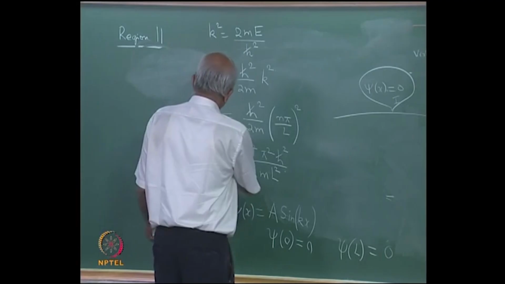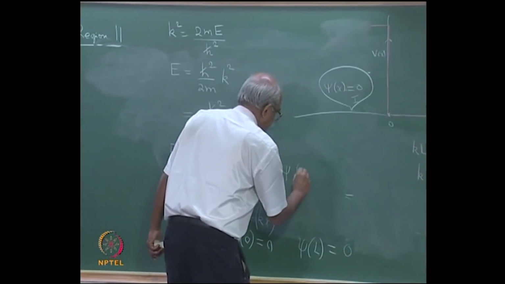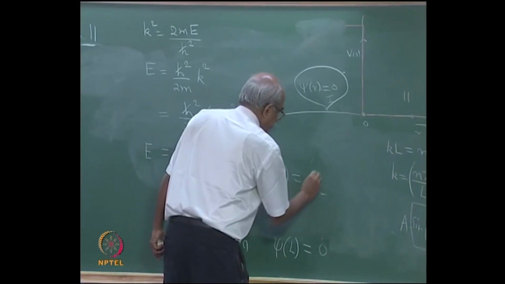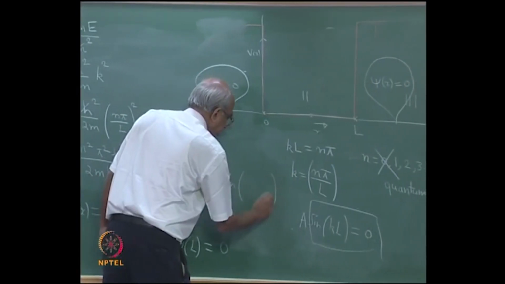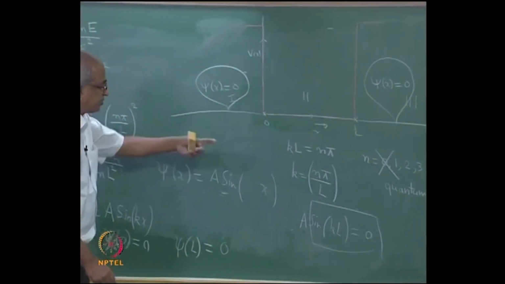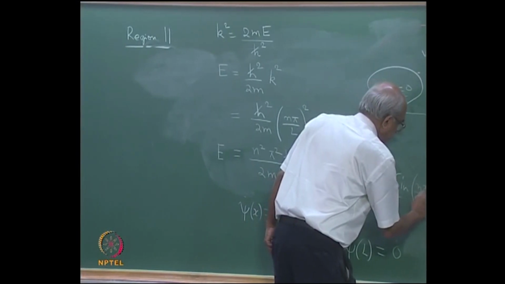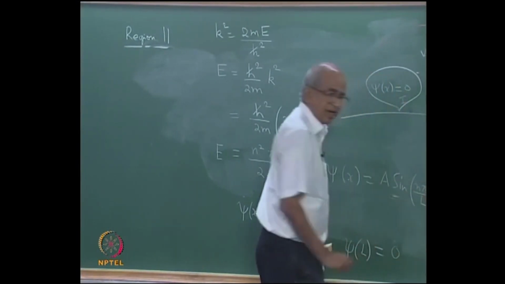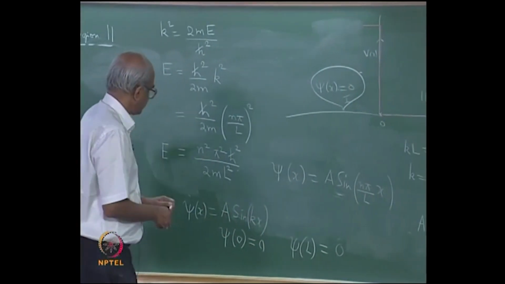What is the value of E, and what is the function itself, psi of x? It is of the form A sin kx, but we have found that k must be equal to n pi by L. So, therefore, it is of the form A sin n pi x by L. Okay. That is how the wave function is.